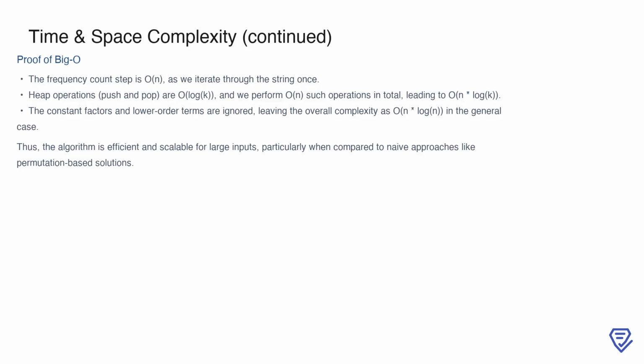To summarize the proof of the algorithm's big O complexity, the frequency counting step iterates through the string once, giving a time complexity of O(n). The heap operations involve insertion and removal, each taking O(log k), and these are performed n times in total, resulting in O(n * log k). Ignoring constant factors and lower order terms, the total complexity simplifies to O(n * log n) in the general case. This makes the algorithm scalable for large input sizes, especially when compared to inefficient approaches like brute force permutations.